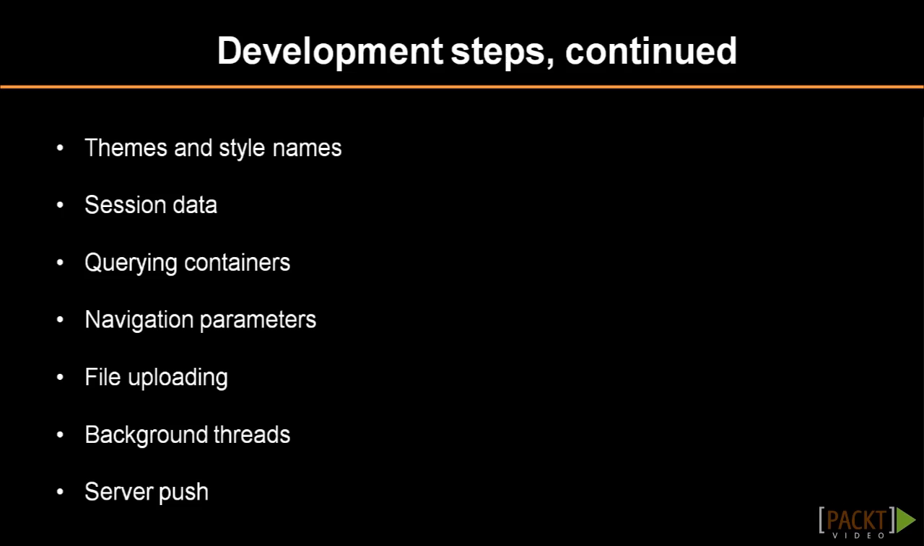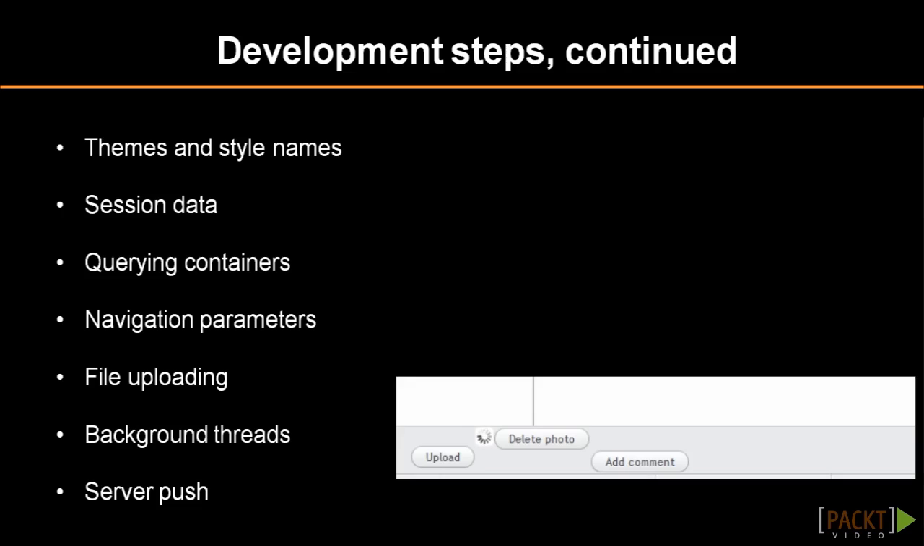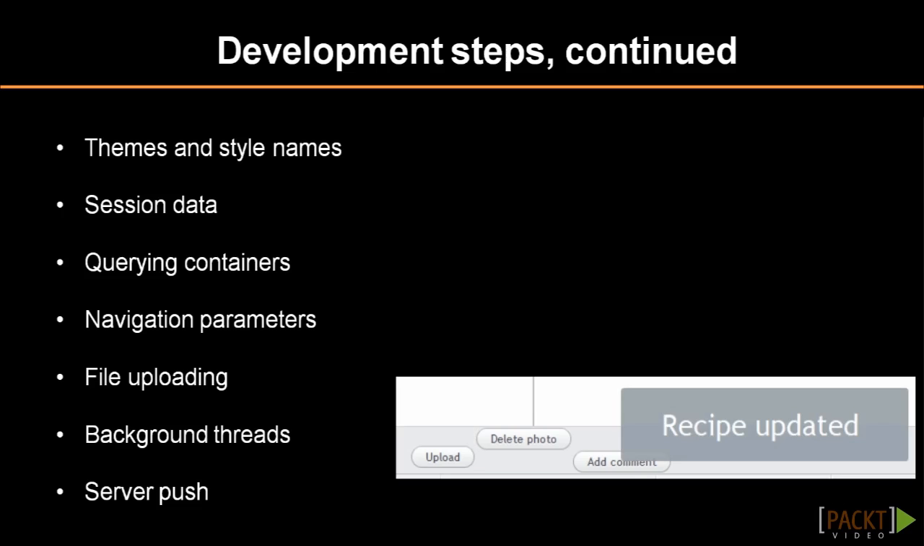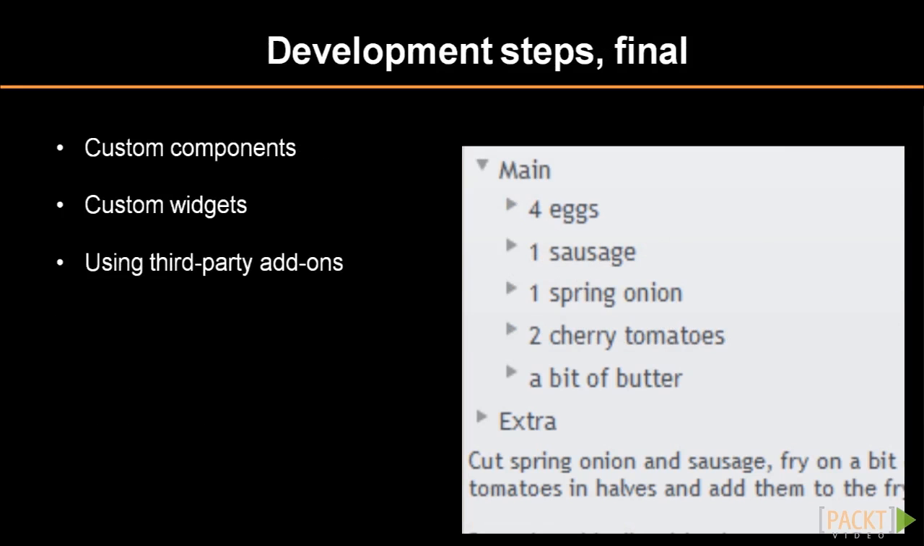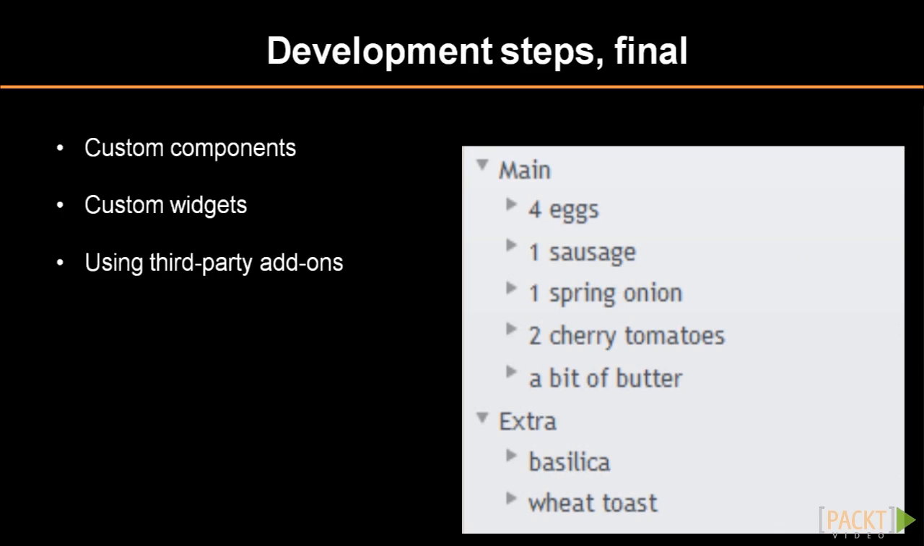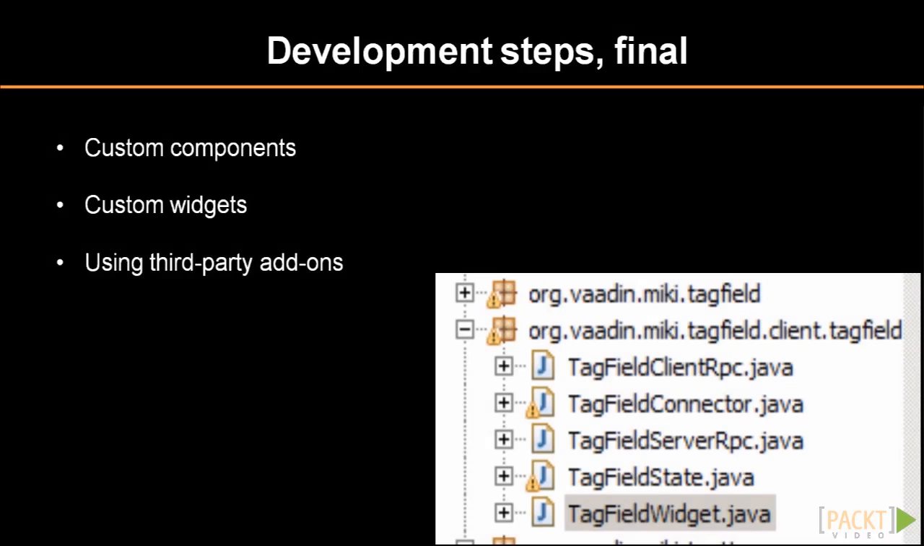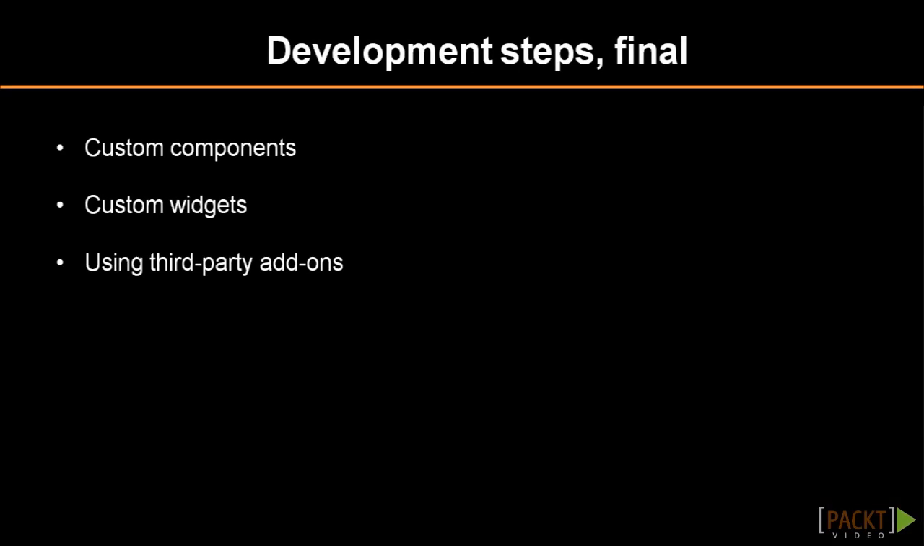Another part of our development process was centered around file uploading and other time-consuming operations. We went through principles of running background threads, and we learned how to enable server-initiated communication to the browser. The final lessons we had dealt with building and using custom components. Not only did we find a way of extending the functionality that is already provided by the framework, but also how to build a completely new component with both the server and client-side code. Lastly, we integrated an add-on from the Vaadin directory.